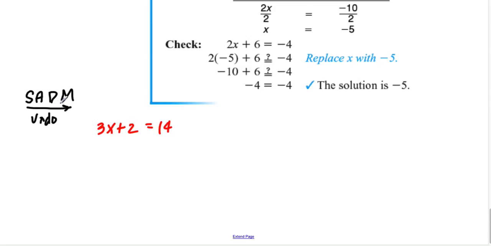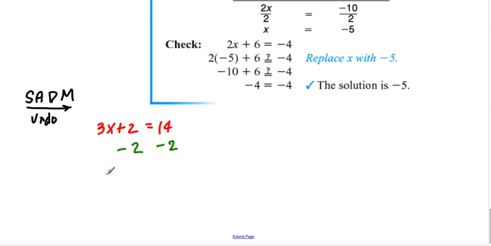Okay, so remember, we undo. This is how our two-step equation goes. So we have 3x plus 2 is equal to 14. The first operation we need to undo is plus 2. So we undo 2 by, since we're adding 2, the inverse operation of addition would be subtraction. So in order to undo positive 2, we need to subtract 2 from both sides of the equation.